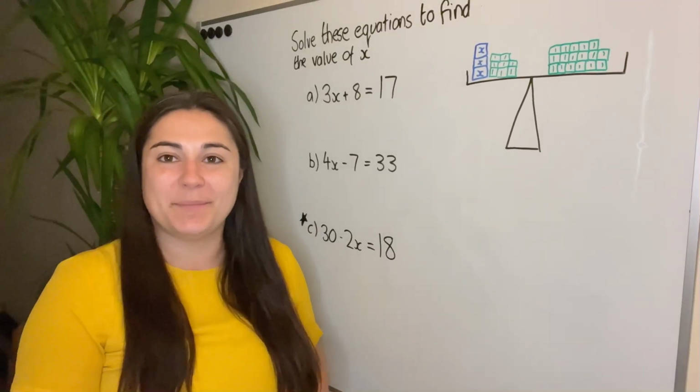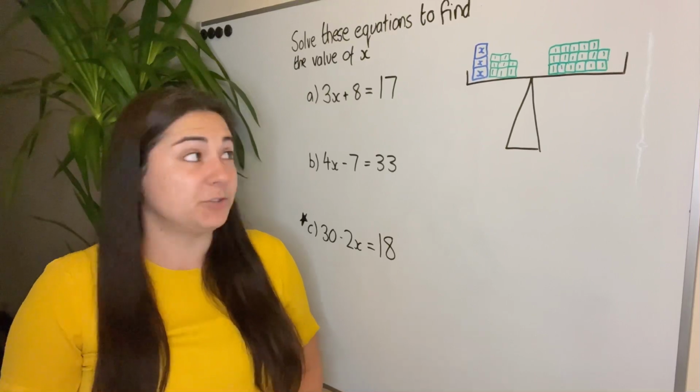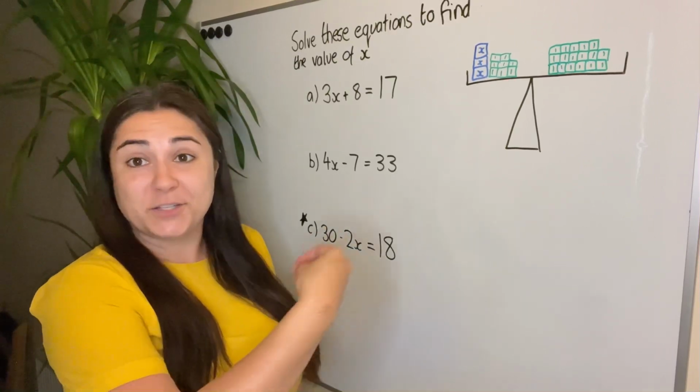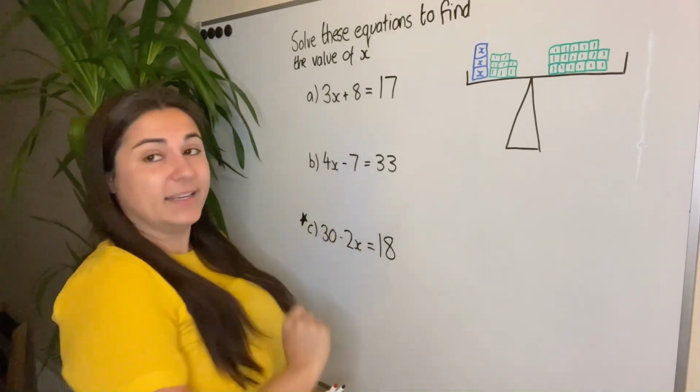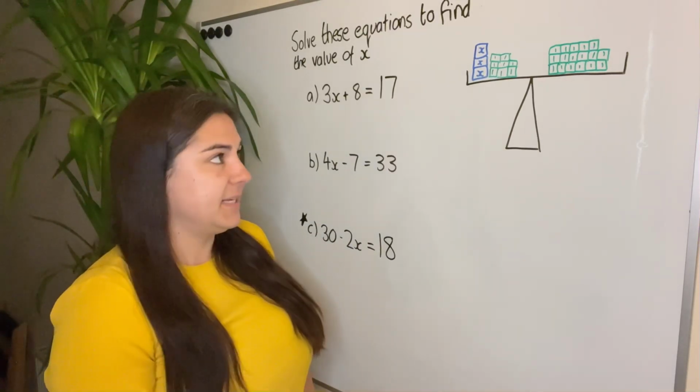So make sure you're familiar with the laws of algebra, with the laws of the operations, BIDMAS, and that you feel confident solving one-step equations before you watch this. Okay, so here we've got some examples of two-step equations, which means we're going to need to take 2 steps in order to get x isolated and figure out its value.